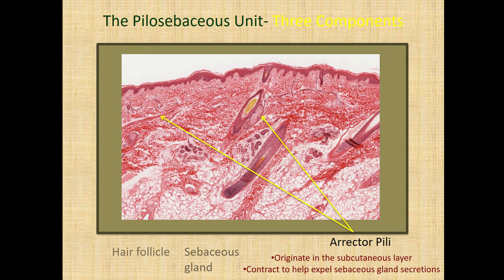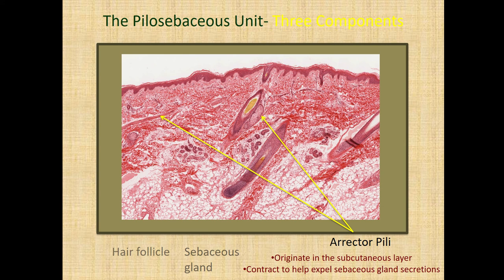So the sebaceous gland that's pictured here is going to secrete a type of waxy, more oily secretion that's going to get secreted into the hair follicle, and that secretion will coat the hair, and then as the hair grows, it's going to have that sort of protective layer on it.